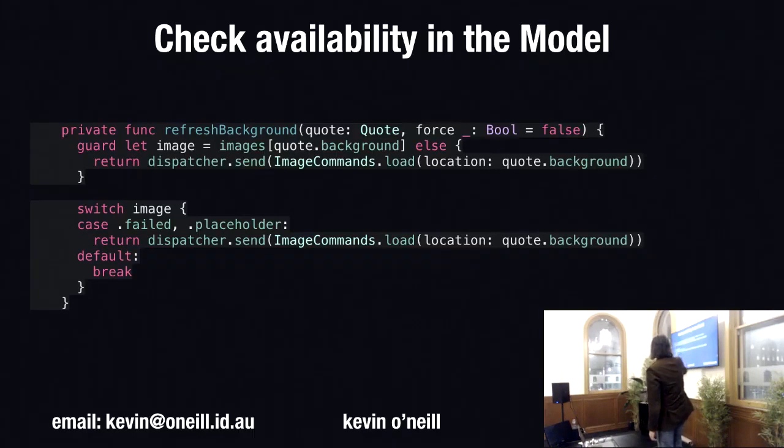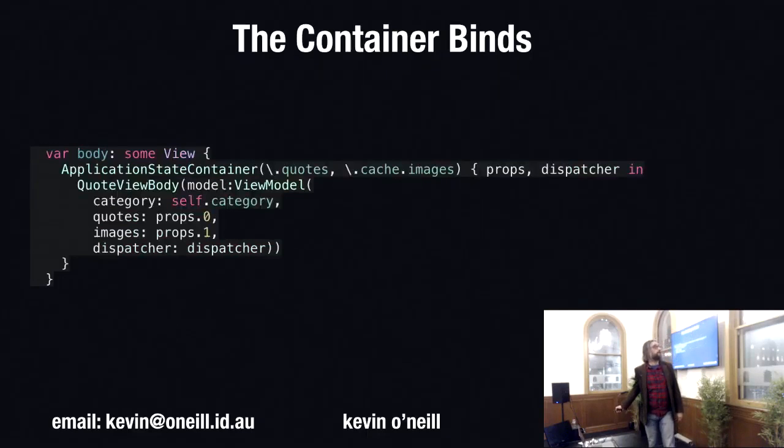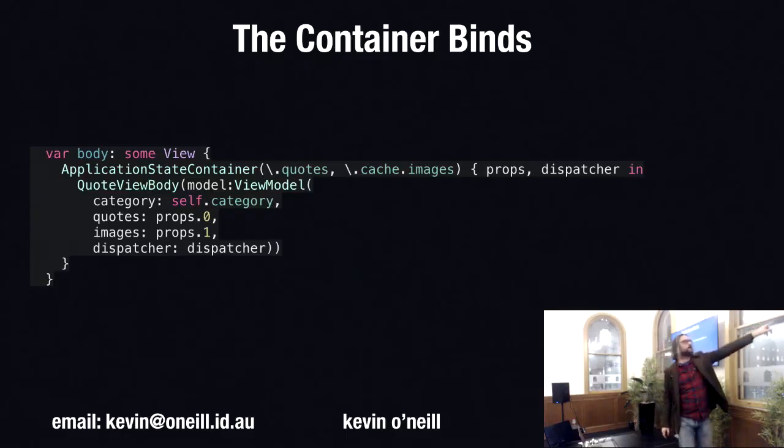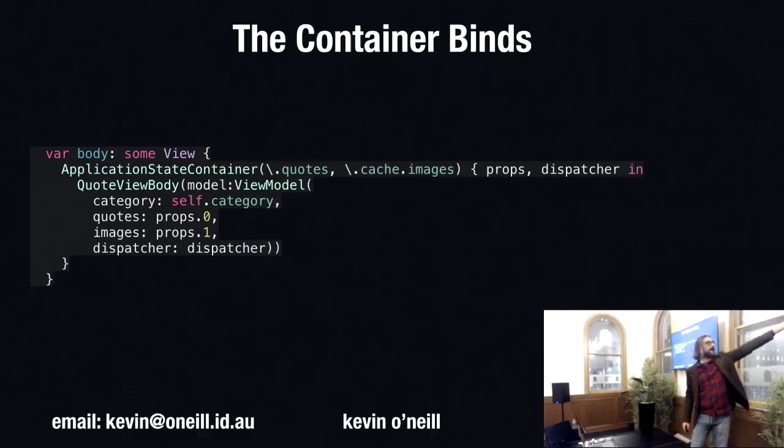If not, it's going to double check whether it's failed or placeholder. And again, if it's failed or placeholder, so I've got a failed or a placeholder in that slot, I'm going to say, well, actually, I want to try again. Trying to go grab it. Otherwise, I've got an image or it's loading. So I don't really care. And then this is the container, and it just binds information. So out of the application state, it's grabbing the quotes and the cache of images. It's converting that to the props.